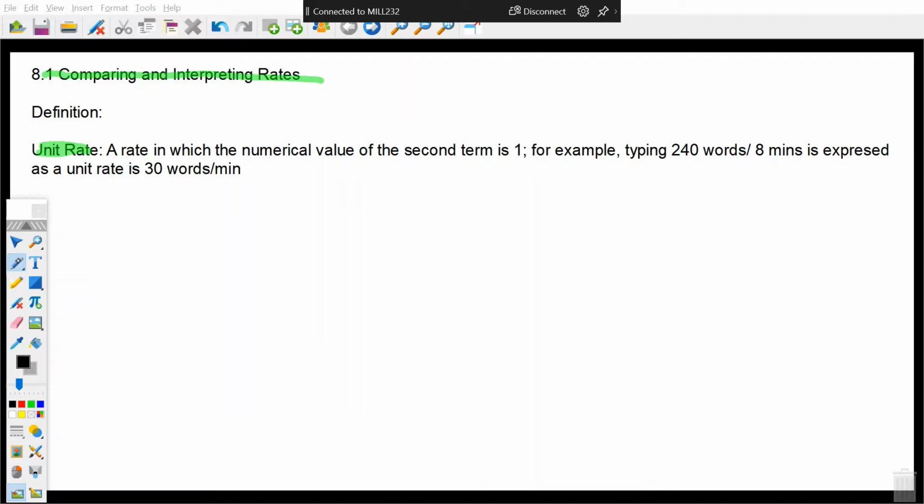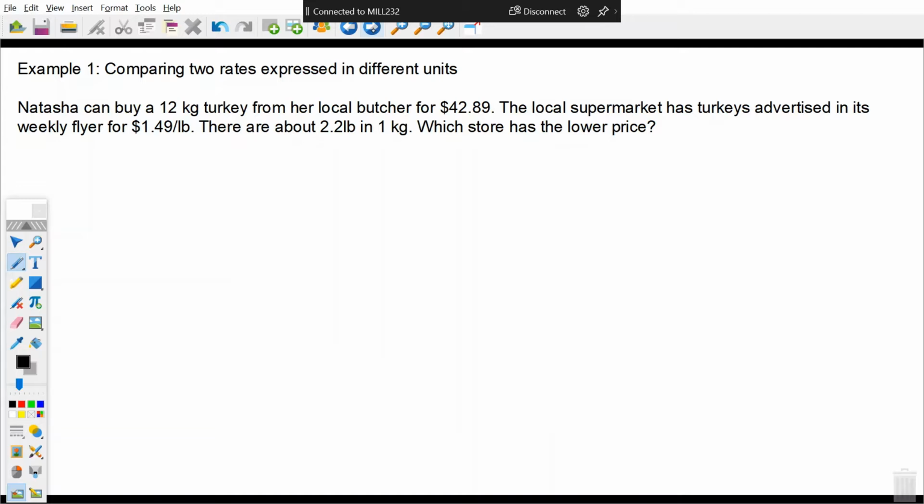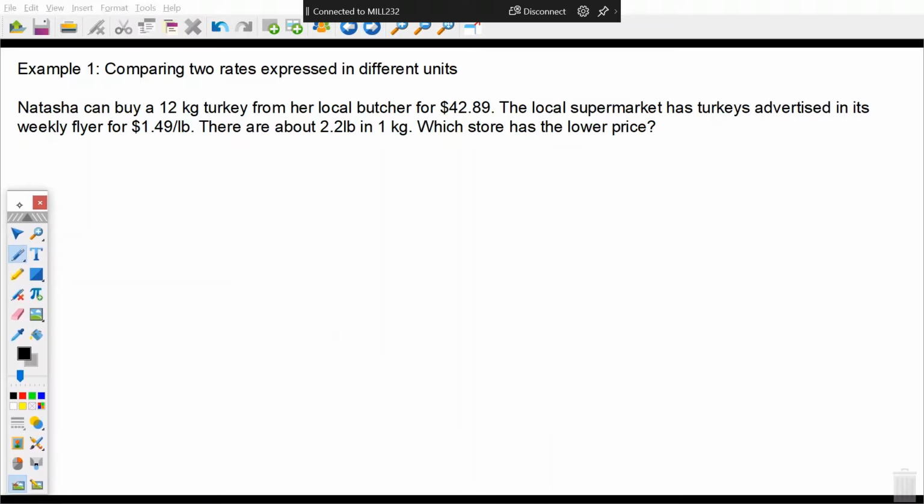Okay, let's take a look at an example here. Example 1, comparing two rates expressed in different units. Natasha can buy a 12-kilogram turkey from her local butcher for $42.89. The local supermarket has turkeys advertised in its weekly flyer for $1.49 a pound. There are about 2.2 pounds in 1 kilogram. Which store has the lower price?